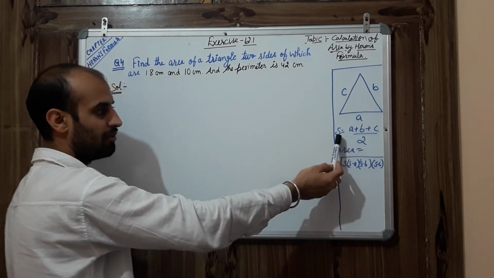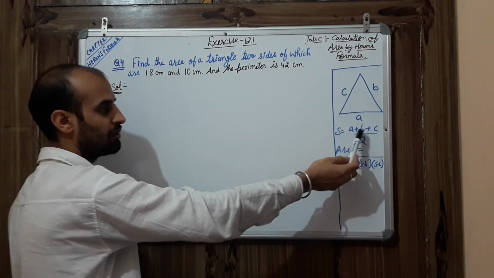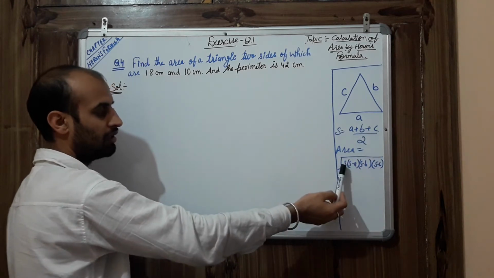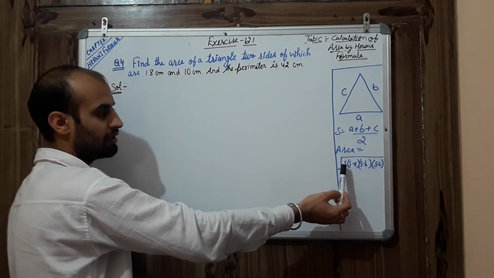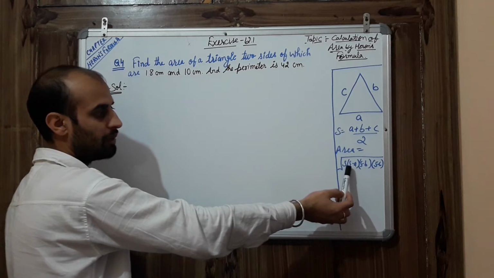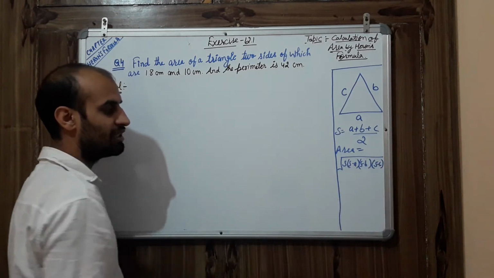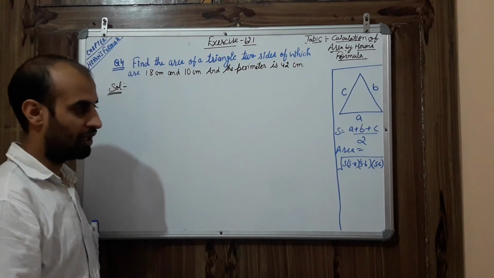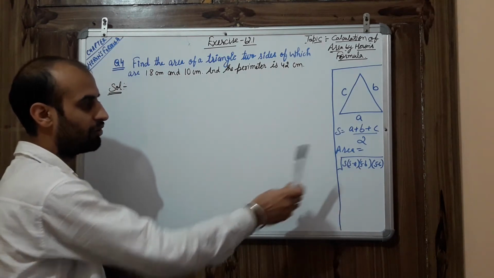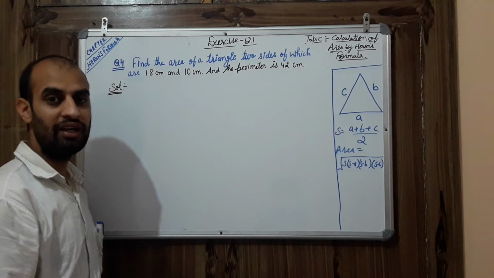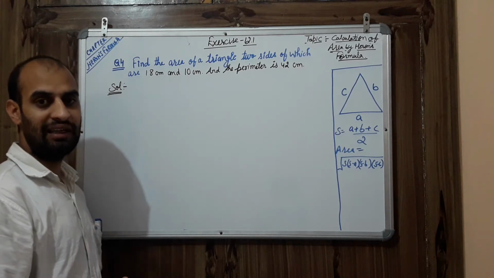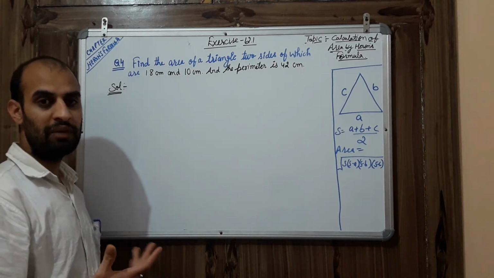are calculating the semi-perimeter, S equals A plus B plus C upon 2, and substituting the value. Then S minus A for the first side, then second side, then third side. In this way we need to subtract. This is Heron's formula, but today I am going to tell its application when the perimeter is given to you directly.